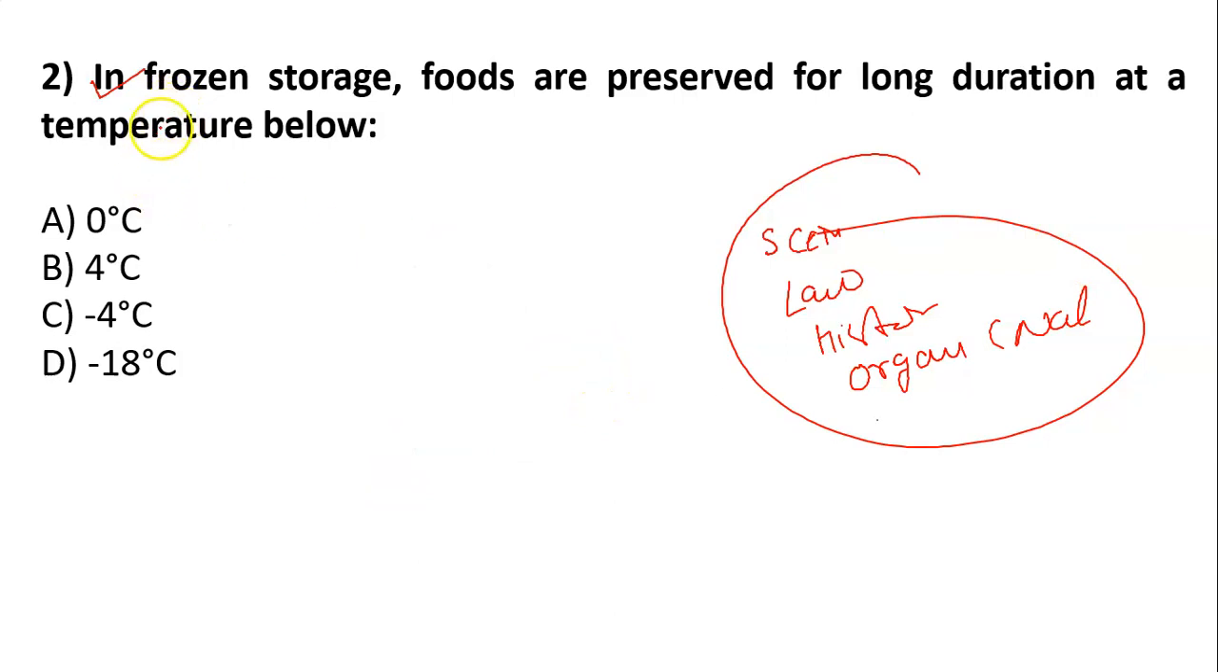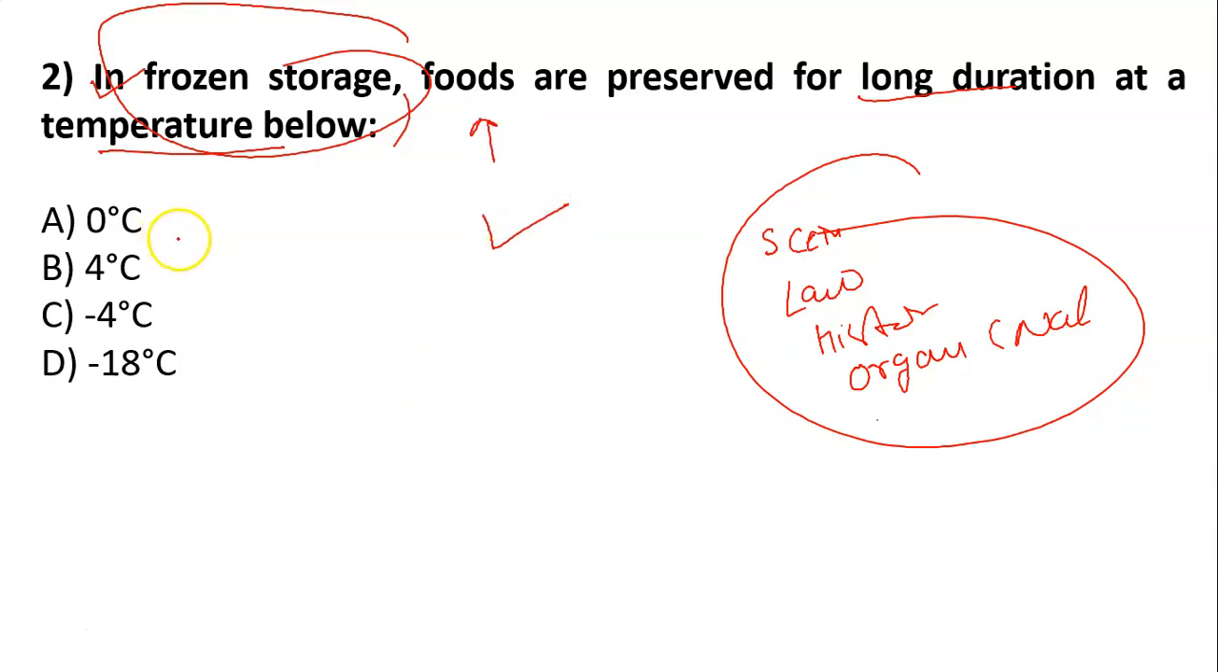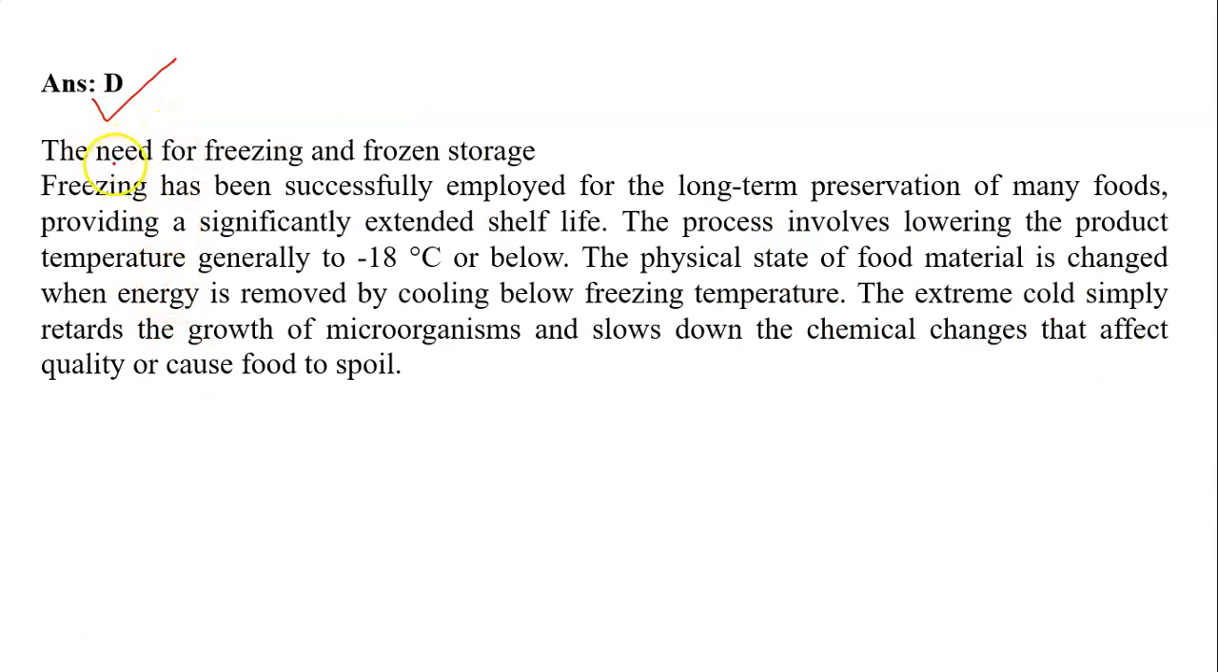This is a question from science, related to the science of food, and the question is: in frozen storage, foods are preserved for long duration at a temperature below what? He is asking that if we are freezing our food in storage, how much temperature do we have to maintain? So you have to identify the temperature for this frozen storage. Your options are 0 degrees Celsius, 4 degrees Celsius, minus 4 degrees Celsius or minus 18 degrees Celsius. Its answer is D. And how does it work?